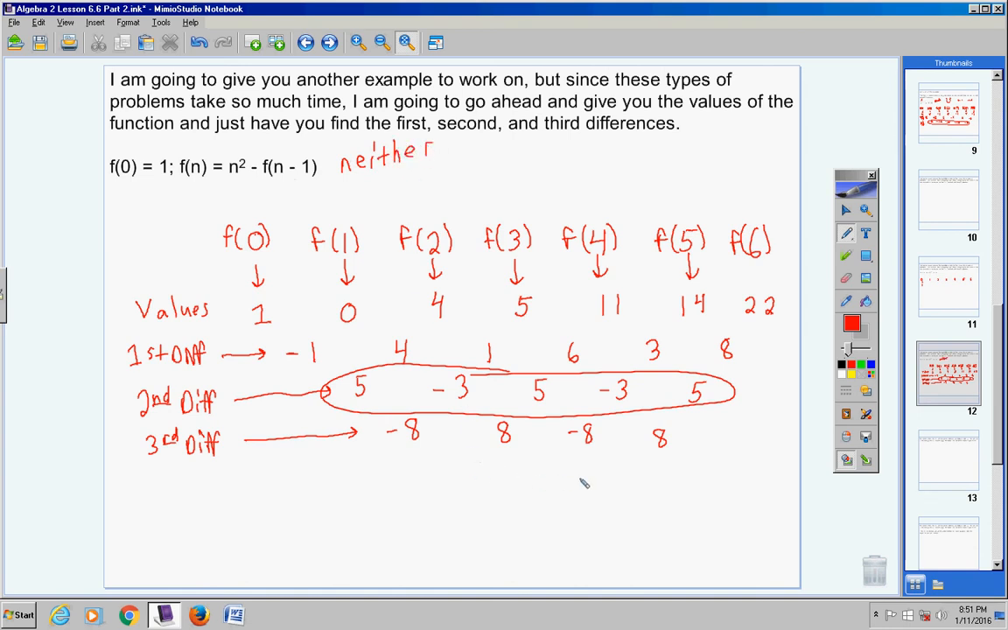Now we could go on and talk about third differences, which would be cubic functions. Fourth differences, which would be quartic. But we're not into those right now, okay? We're just looking at linear and quadratics, okay?